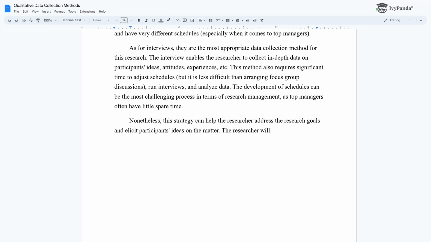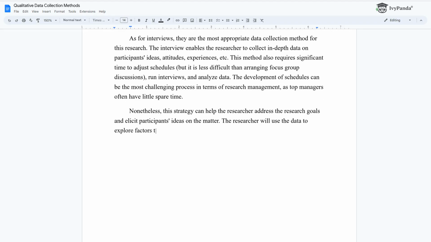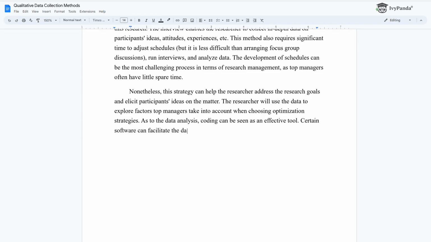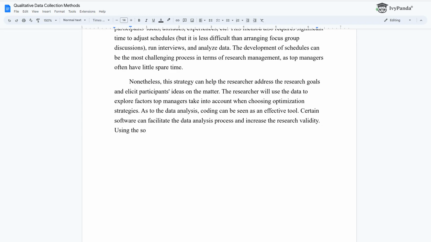The researcher will use the data to explore factors top managers take into account when choosing optimization strategies. As to the data analysis, coding can be seen as an effective tool. Certain software can facilitate the data analysis process and increase the research validity. Using the software will reduce the researcher's involvement, increasing the study's validity.